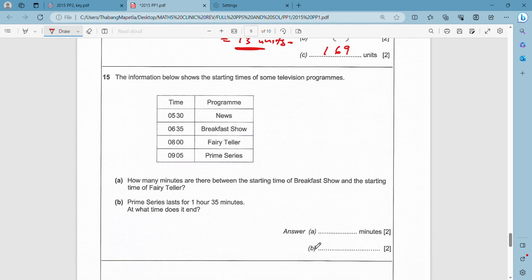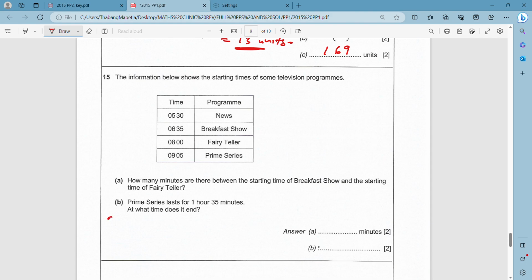Question number 15 says the information below shows the starting times of some television programs. We have the news starting at 5:30, the breakfast show at 6:35, Fairy Teller at 8, and Prime Series at 9:05. How many minutes are there between the starting time of the breakfast show and the starting time of Fairy Teller? The starting time of Fairy Teller is 8.